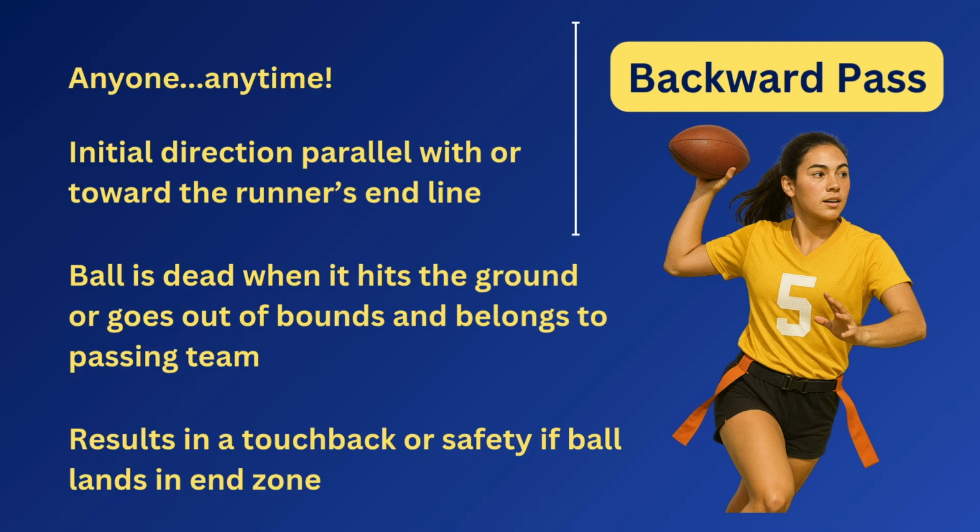If a player throws a backward pass, the initial direction is horizontal or backward. The momentum of that player moving may cause that ball to actually go forward in yardage and still be legal. It's the initial direction of that pass. So again, we're not looking at where the passer is on the field and where the ball lands. We're looking at that initial direction of the pass. Is it parallel with or toward the runner's end line?